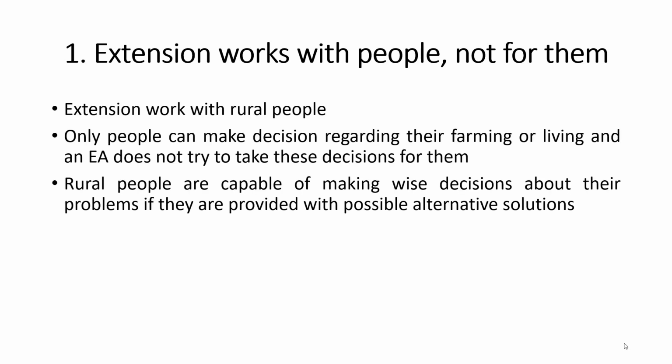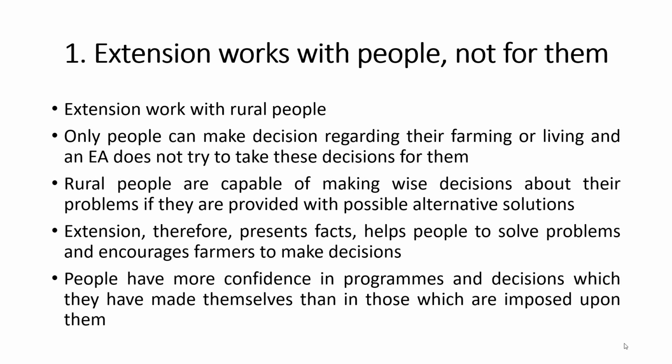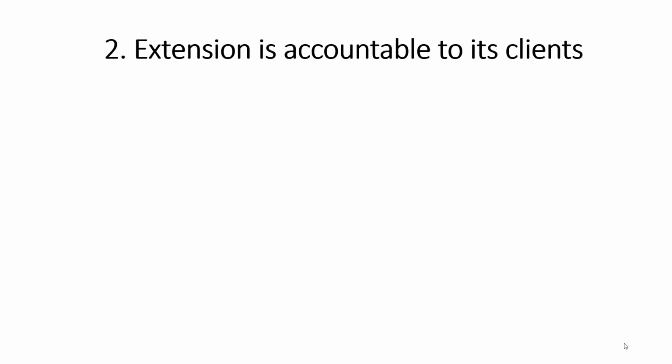Rural people can and do make wise decisions about their problems if they are given full information, including possible alternative solutions. By making decisions, people gain self-confidence, which will further create a ripple effect. Extension therefore presents facts, helps people solve problems and encourages farmers to make decisions. Moreover, humans tend to have more confidence in programs and decisions which they have made themselves than in those which are imposed upon them.